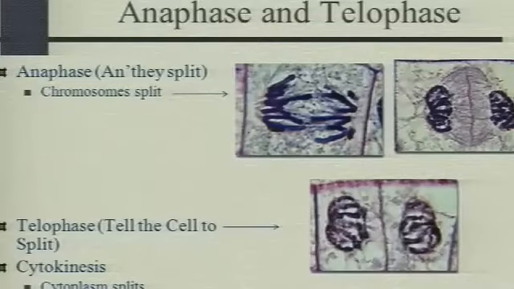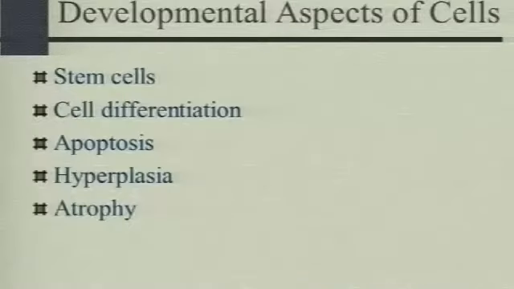The cell then moves into telophase, tell the cell to split. Now it's time for the cell to split. It forms a membrane around both. That process is called cytokinesis, when the cytoplasm splits and now you have a nice cell membrane around both cells. You have two identical sister cells. Pretty cool.